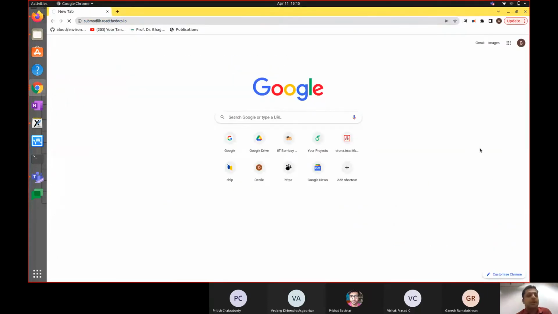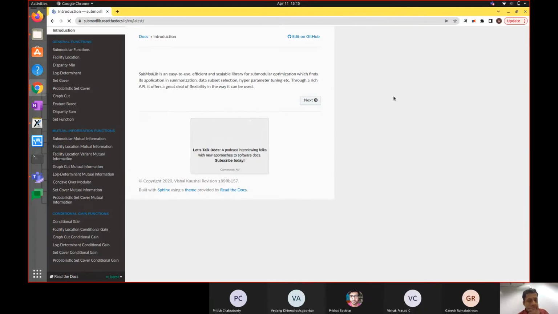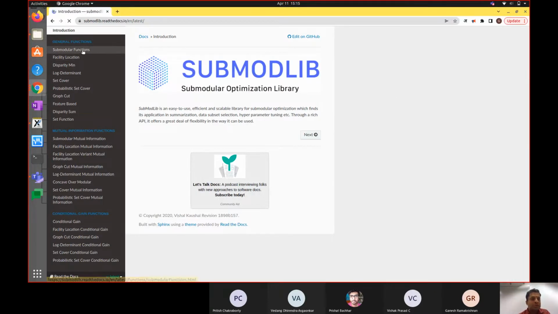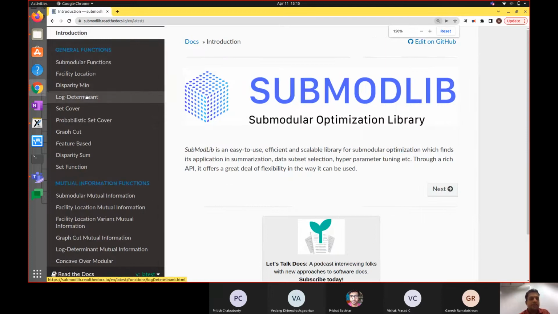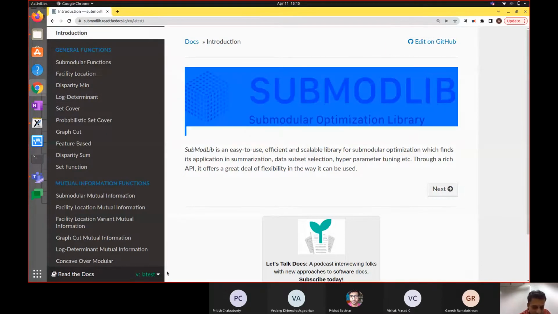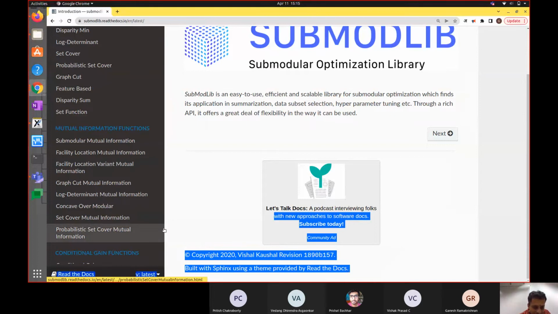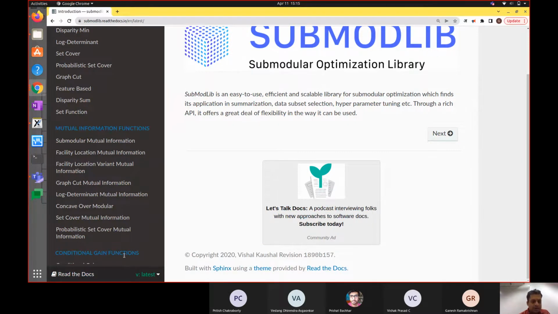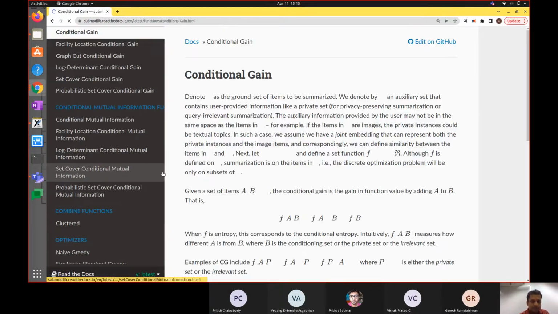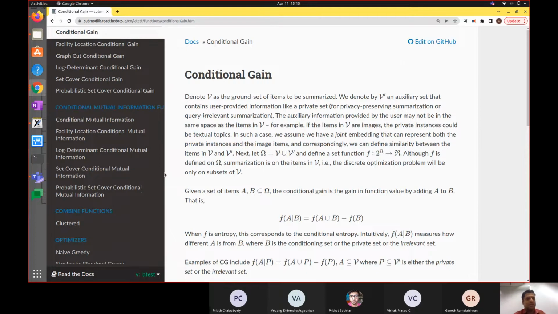Here's submodlib.read data.io. So some modular functions, okay, you can see this, right? All of these functions are there. Scrolling here is not very easy. Okay. Yeah, conditional gain functions. Now it is shown up there. Conditional mutual information functions. All of them.